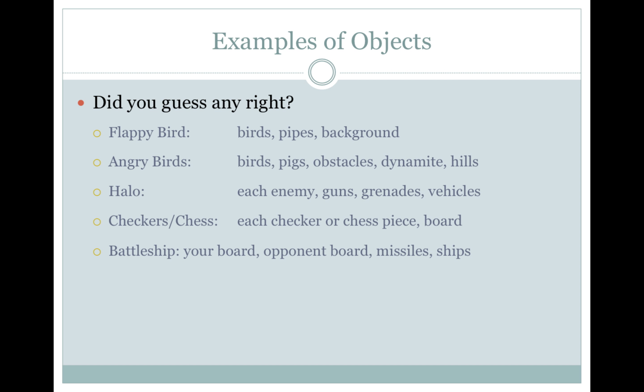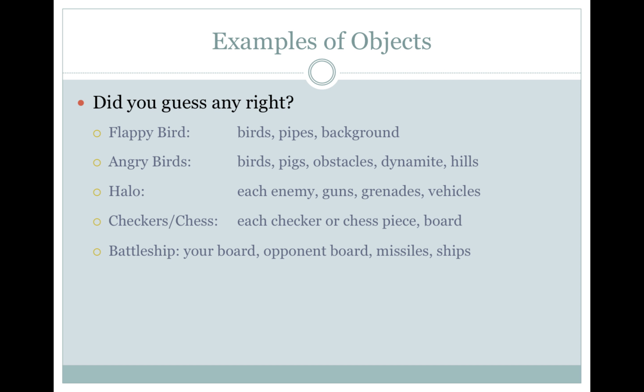In Checkers and Chess, each checker or chess piece is an object. The board itself is an object, so objects can have objects within them. That's a really important concept. And then in Battleship, your board is an object, your opponent's board is an object. They're two boards, but they're separate objects because they both have your pieces and their pieces, that kind of thing.